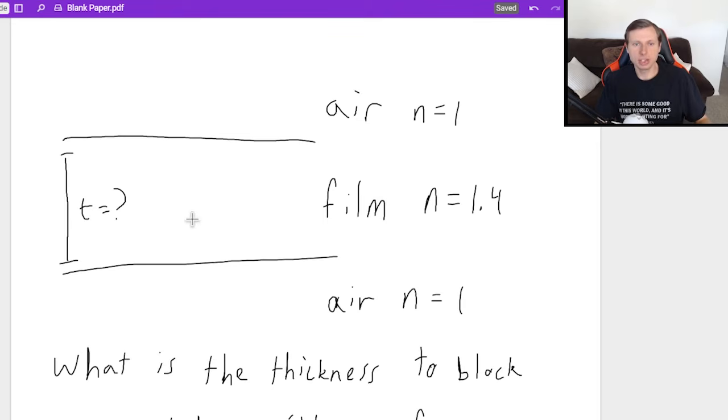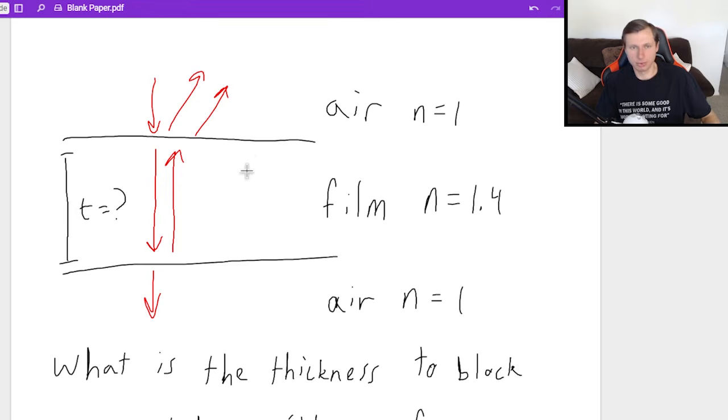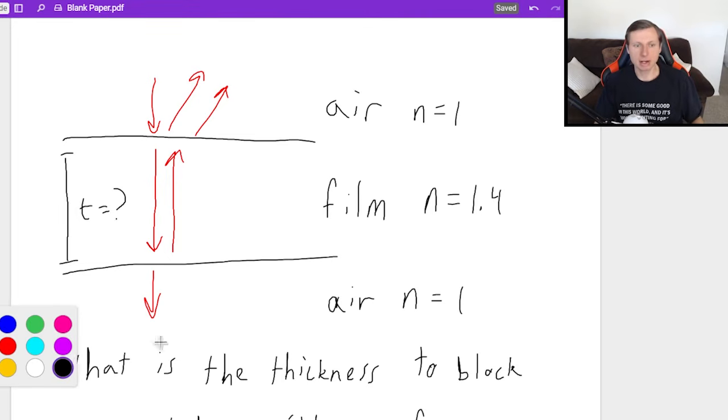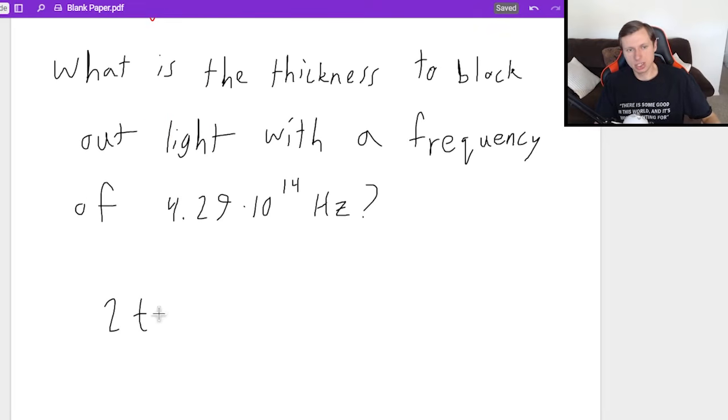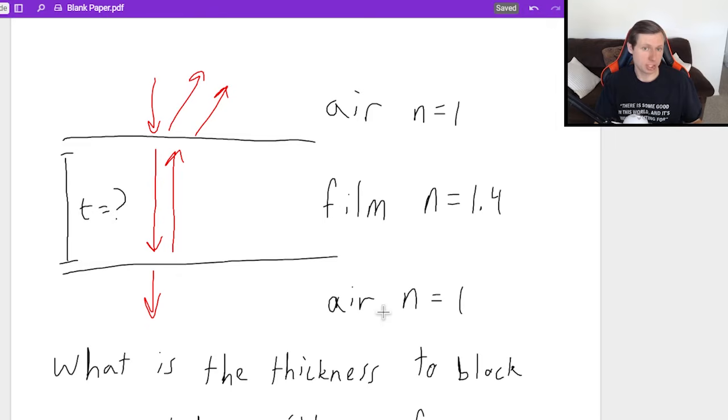Okay, so I don't even need to draw my picture of the rays, but if I wanted to, a ray's going in, it's going through, it comes out the other end, some of it bounces back, and then some of the light reflects. So that's the picture, but I don't really care about the picture. What I care about is two things. Number one, the equation, which is 2Tn equals m lambda. And second, do I have one phase shift, two phase shifts, or zero phase shifts?